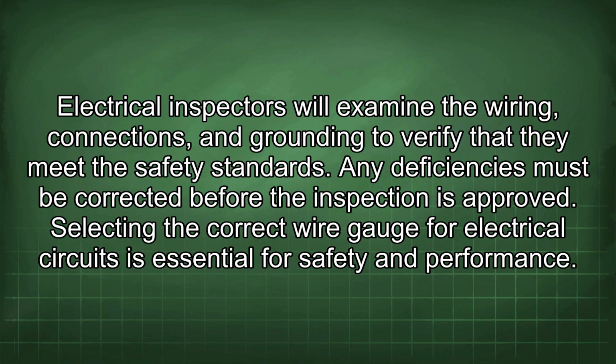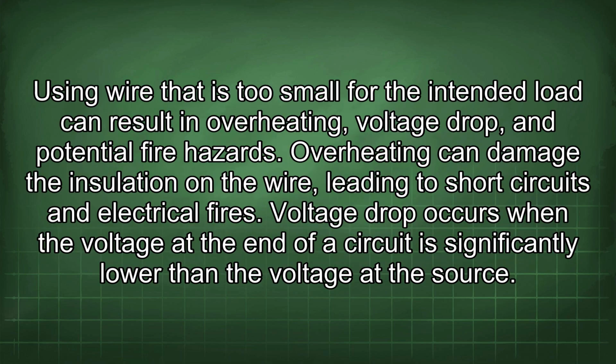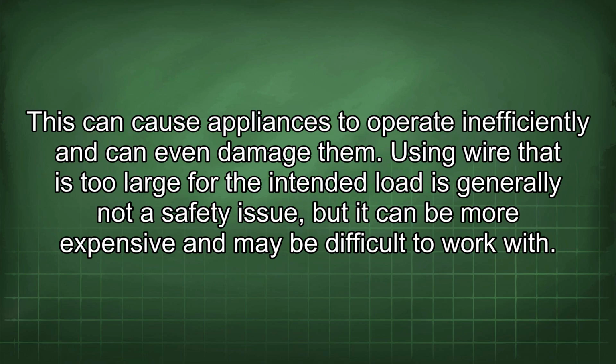Selecting the correct wire gauge for electrical circuits is essential for safety and performance. Using wire that is too small for the intended load can result in overheating, voltage drop, and potential fire hazards. Overheating can damage the insulation on the wire, leading to short circuits and electrical fires. Voltage drop occurs when the voltage at the end of a circuit is significantly lower than the voltage at the source. This can cause appliances to operate inefficiently and can even damage them.